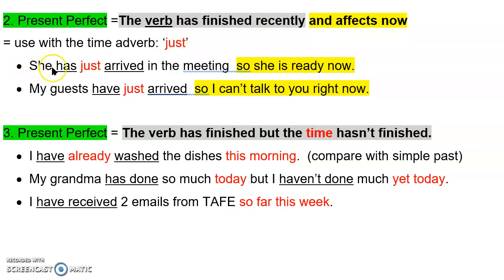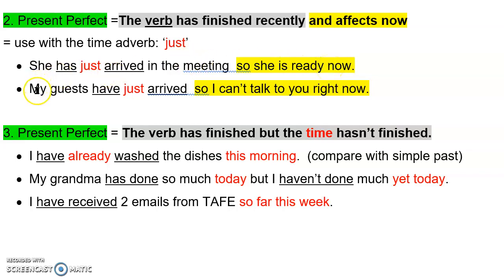So let's look at this one. She has just arrived in the meeting. This tells us that just a small time ago, she arrived. So this verb is finished, and it finished very recently, and so we use the time adverb just. So this verb affects now. So we could put a conjunction. So she is ready now. She's ready to start the meeting. She has just arrived. So she's ready to start now.